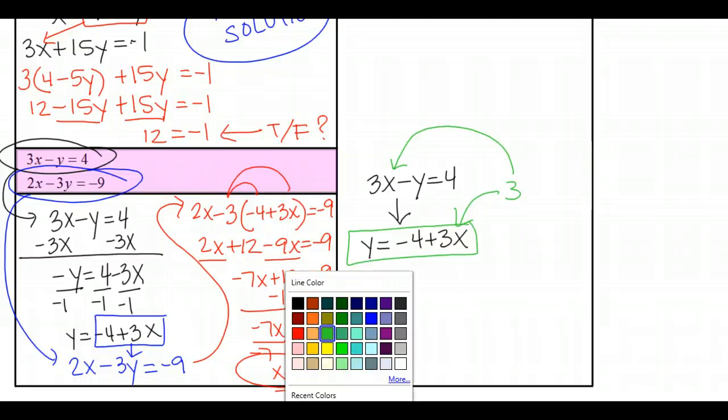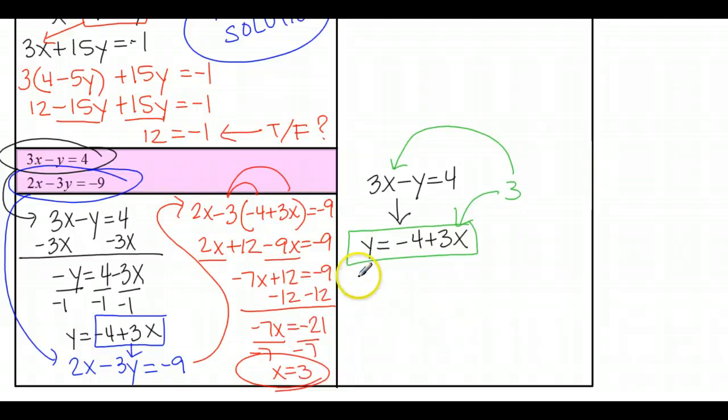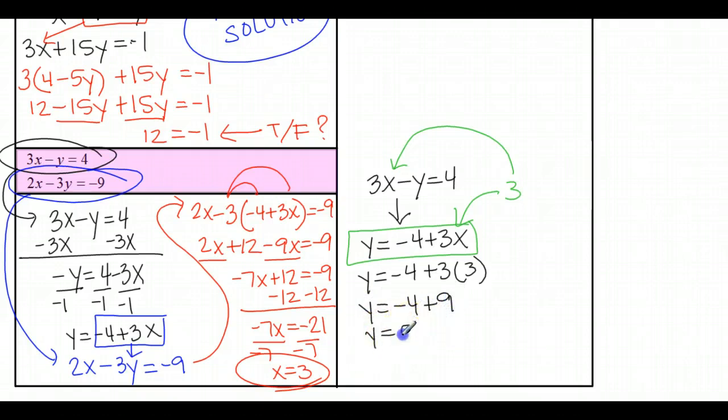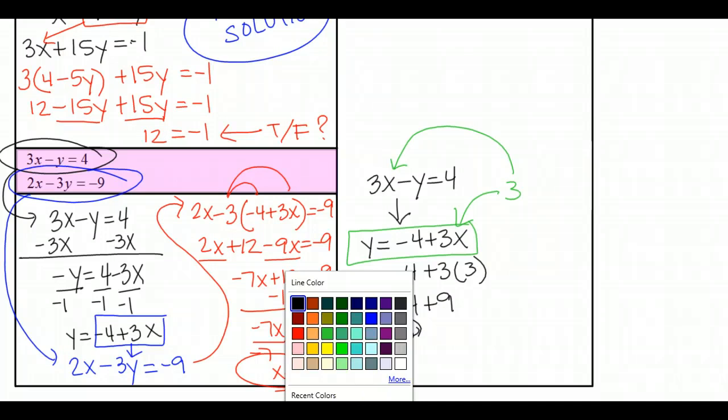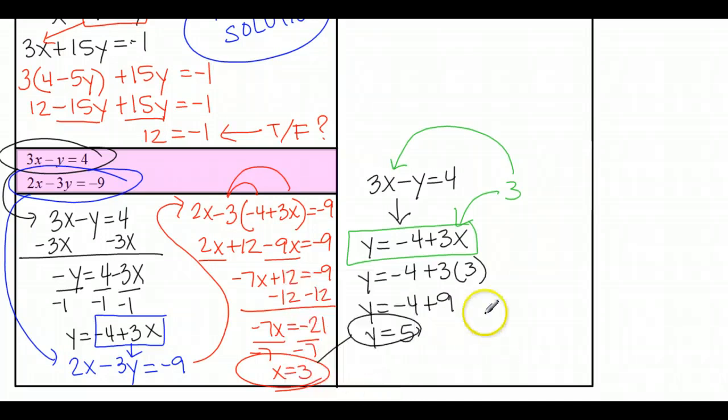Okay, so let's go ahead and figure out what y is. Y equals negative 4 plus 3 times x, which is 3. Y equals negative 4 plus 9, so y equals 5. So now that we have x and y, we can write our ordered pair, and it is 3, 5. So the solution to this linear system is 3, 5.